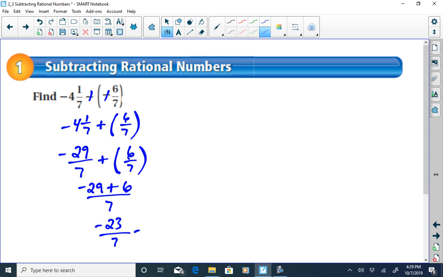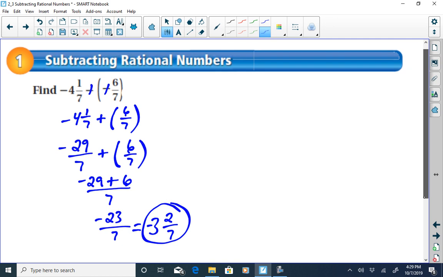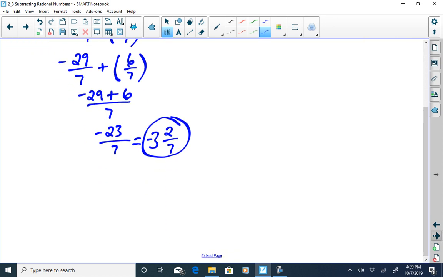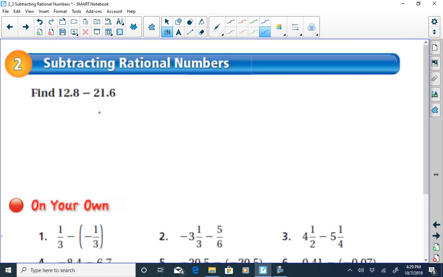And then I want to simplify that fraction, rewrite it as a mixed number. 7 goes into 23 three times. 3 times 7 is 21. We have 2 left over the 7, and that has to be negative. So -3 2/7 would be our answer there. All right? Let's try the next one.